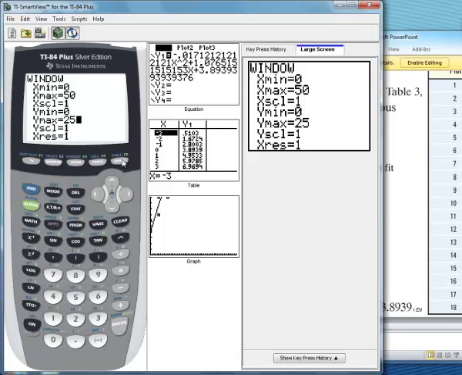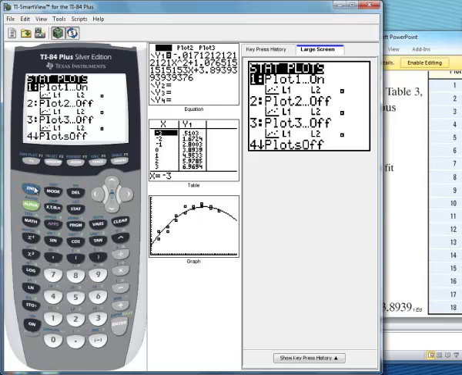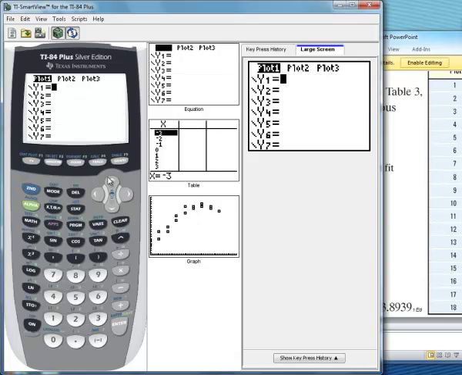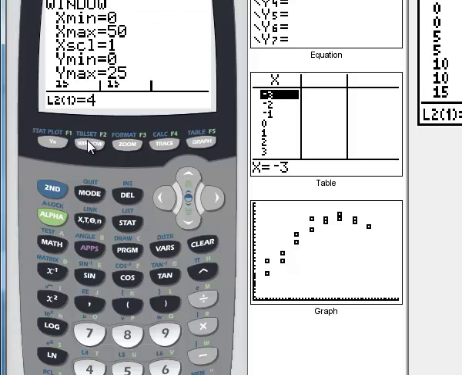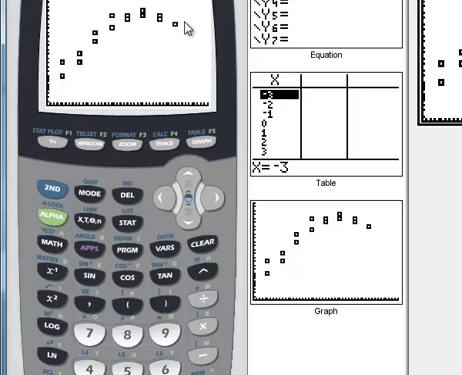And so here we are. Now when we go to graph, there it is. And you can see that it's showing a parabola. So we want the quadratic regression for a parabola.